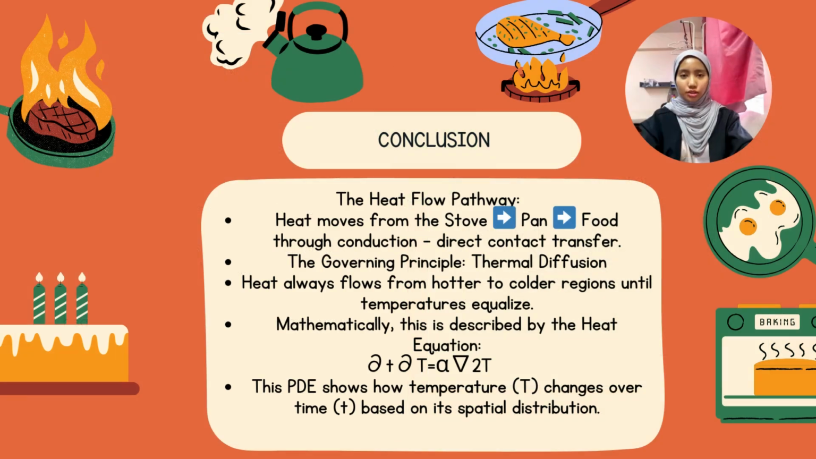Thank you. For the conclusion, the heat flow pathway is where heat moves from the stove to the pan to the food through conduction, with direct contact transfer, using the governing principle of thermal diffusion. Heat will always flow from hotter to colder regions until the temperature equalizes. Mathematically, this is described by the heat equation as shown in the slide. This PDE shows how temperature changes over time based on its spatial distribution.